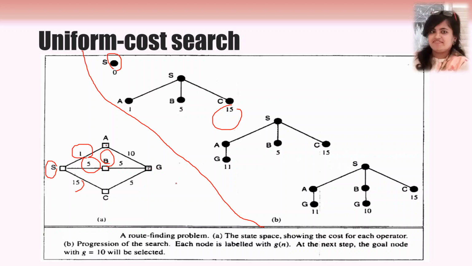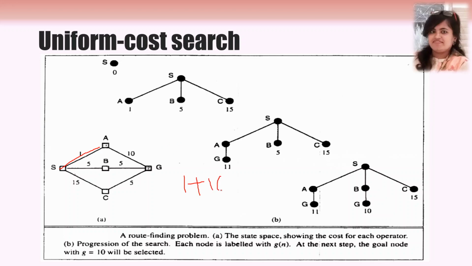And why is the value here 10? Let me erase this. Okay, let me explain for 11 also. Between S and A the value is 1, and A to G is 10, so it is 1 plus 10, so it becomes 11.